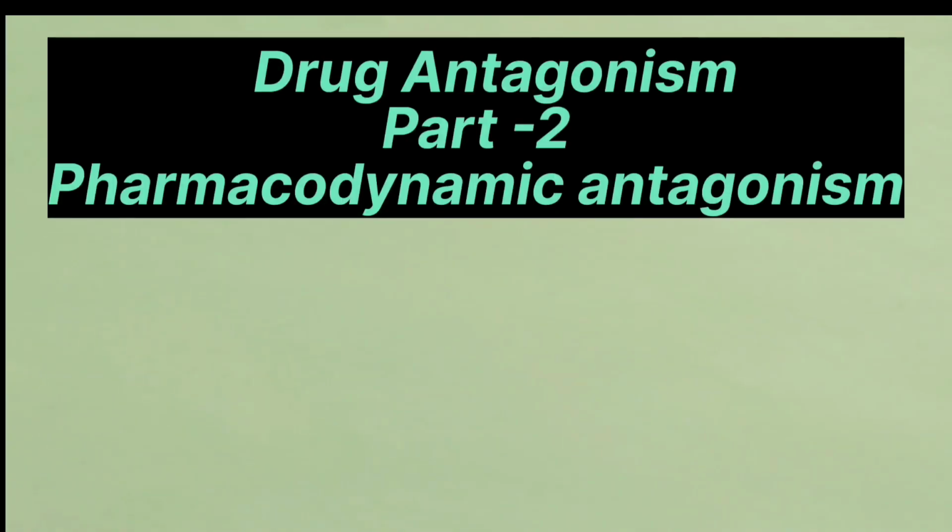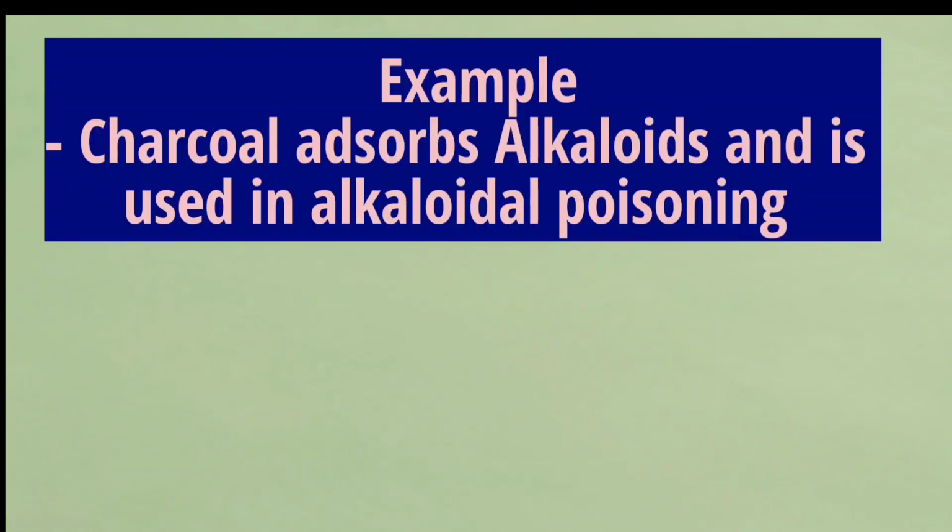So the first one, physical antagonism. Physical antagonism is based on the physical property of the drug. For example, charcoal adsorbs alkaloids and can prevent their absorption, and therefore it is used in alkaloidal poisoning.